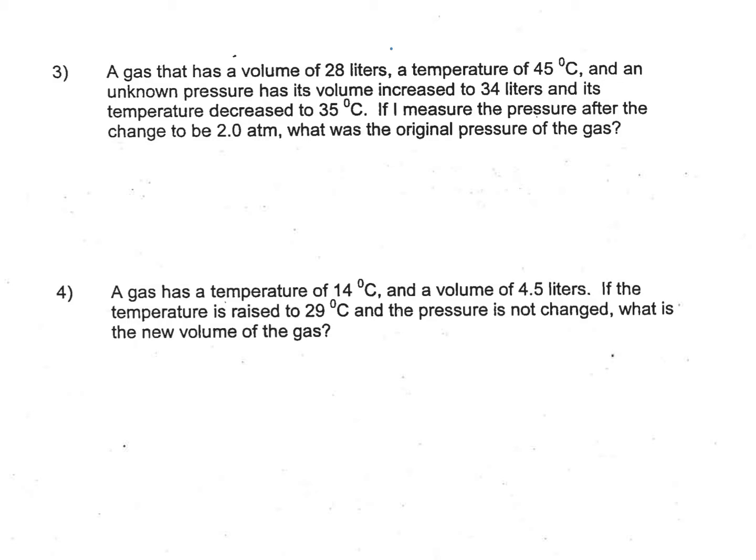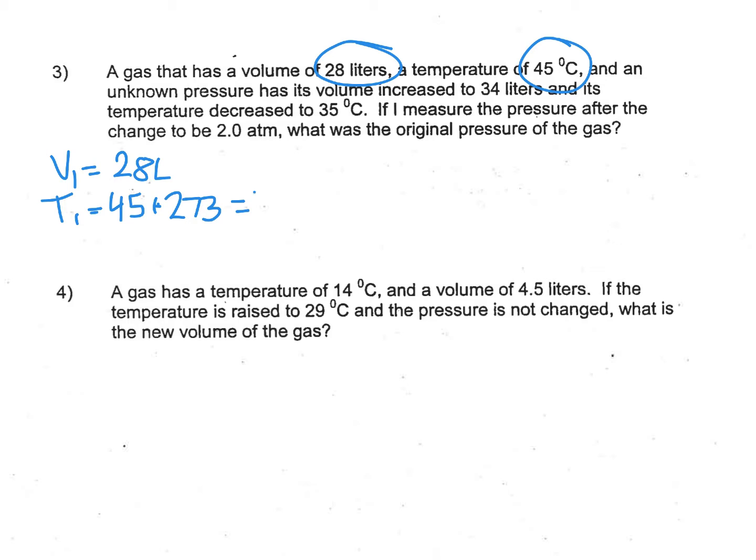A gas that has a volume of 28 liters. So right off the bat, we know that the initial volume is 28 liters of the gas. The temperature is 45 degrees, so that's the starting temperature. By the way, that's 45 degrees Celsius, so don't forget, you need to convert that to Kelvin. So you want to add 273 to that. Why? Because remember, Kelvin can only have positive values. There's no negatives, so that's why we don't use Celsius in these types of calculations. So that temperature is going to be 318 Kelvin, and it has an unknown pressure. So that means our starting pressure, we don't know.